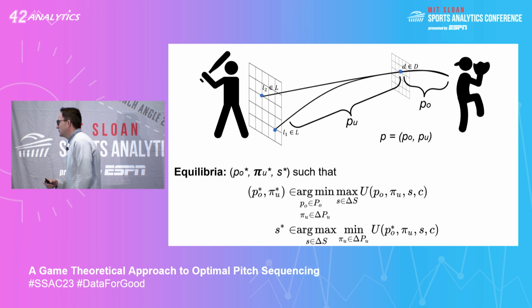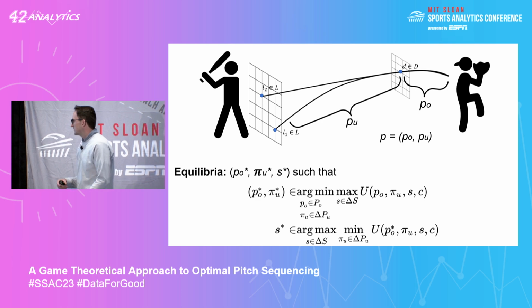And that leads us to our definition of equilibria. The pitcher is going to choose an observable part of the pitch, and he's going to choose a distribution over the unobservable part of the pitch, which will allow him to randomize. And he's choosing that to minimize utility under the assumption that the batter is choosing his swinging strategy to maximize utility. So that's that top formula on this slide.